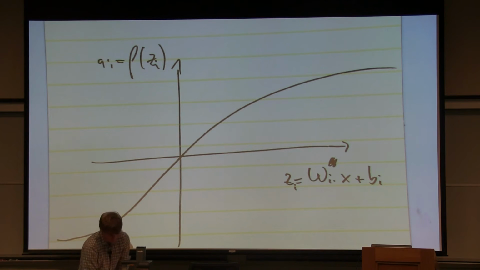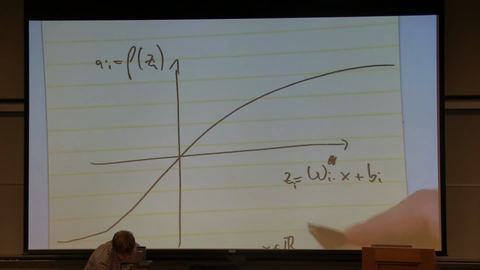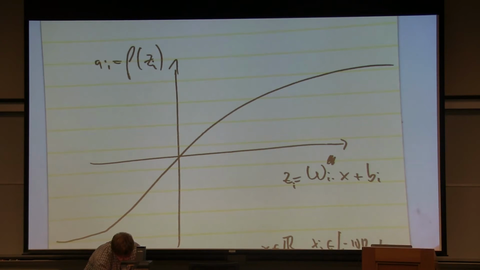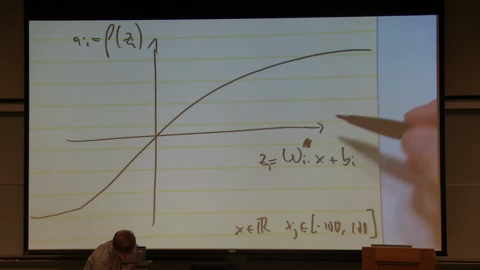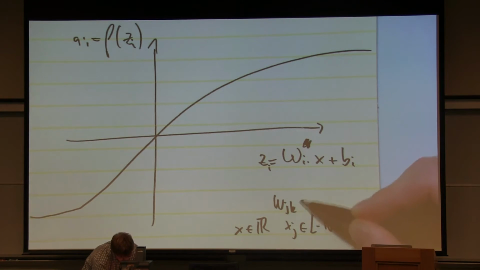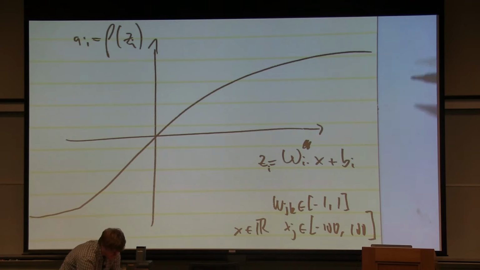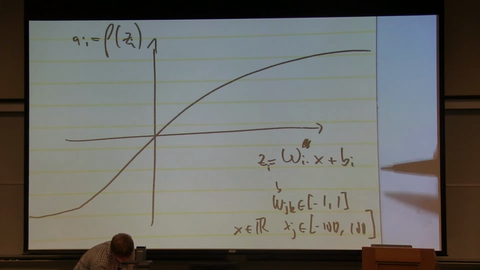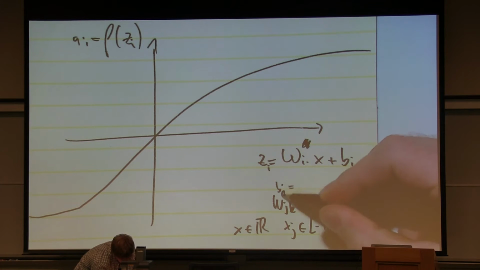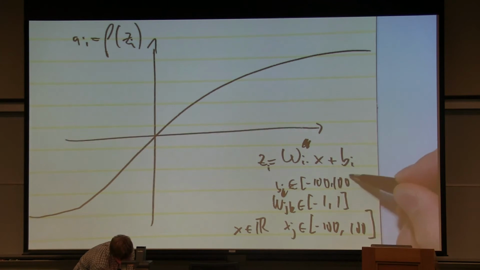Now, what happens if, let's say, your x numbers are all in the reals, and let's say each x_j is somewhere between minus 100 and 100. And your w numbers, w_jk, are somewhere between, let's say, minus 1 and 1. And let's say your b_i is also crazy high, somewhere also between minus 100 and 100. Something crazy large like that.